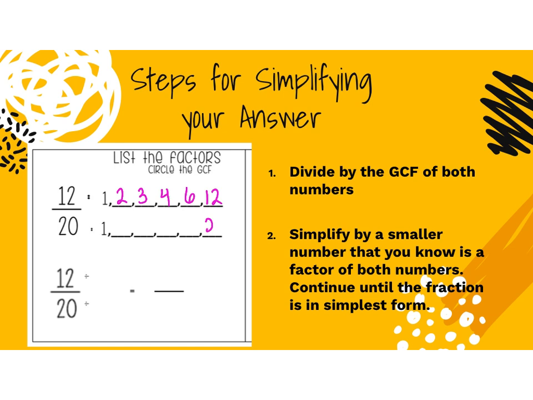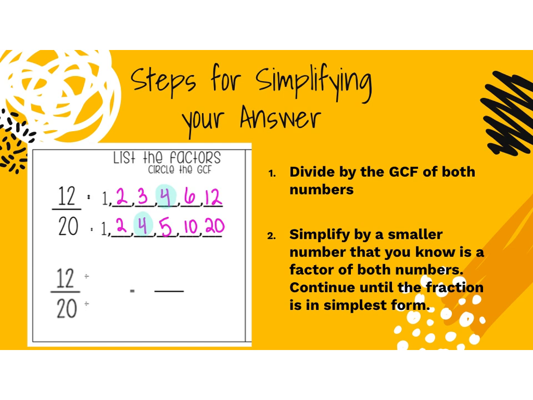1 times 20 equals 20. 2 times 10 equals 20. And 4 times 5 equals 20. Next, I would want to find the greatest common factor between both numbers. I notice that 4 is the largest number that is a factor of both numbers.